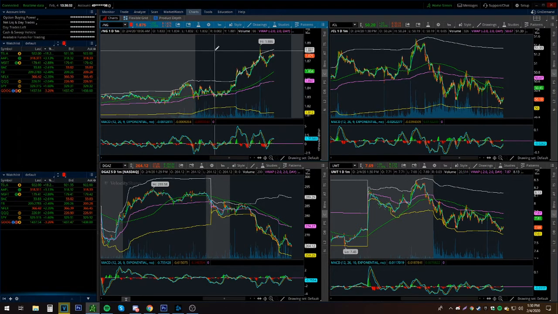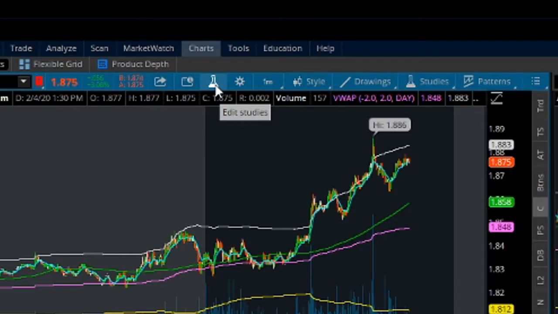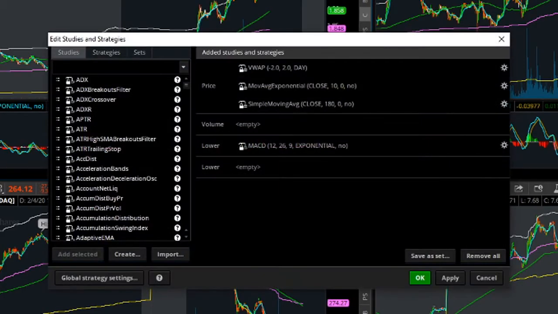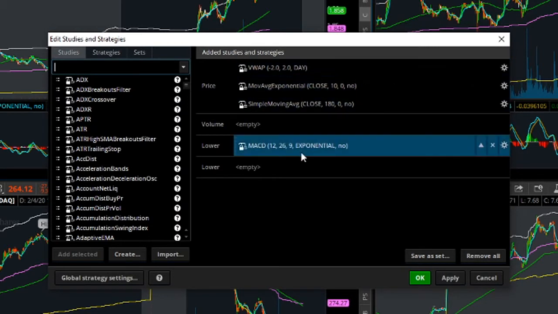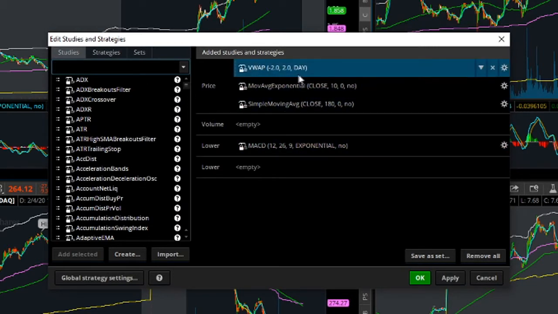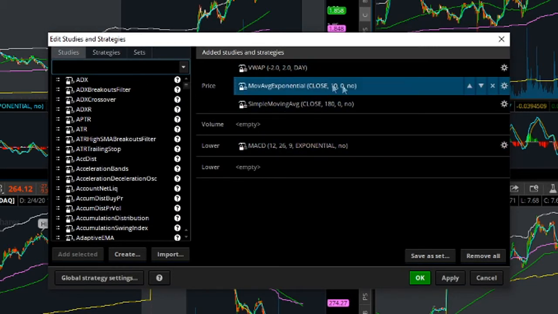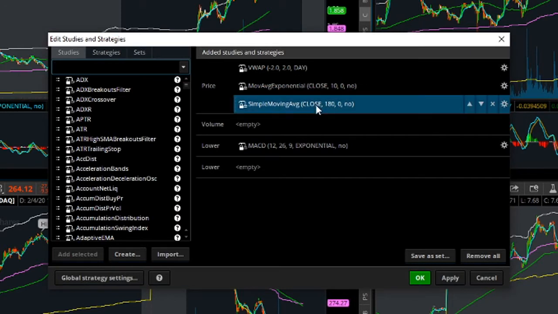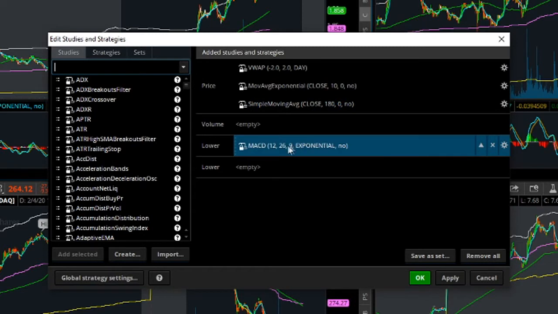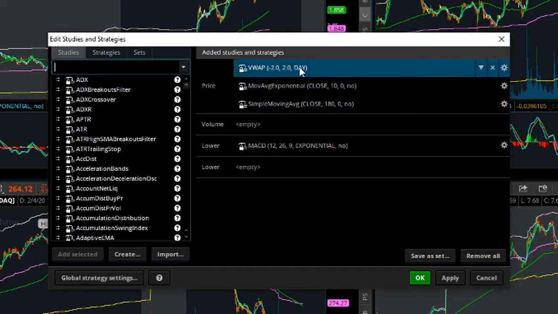So in order to get all of these lines and studies and things like that that you see, we're going to talk about these in a later video, but in order to go ahead and get these, you want to click right here at this little beaker, I believe, and you can just go ahead and copy what I have here just by searching up the name, and these in the parentheses are the settings for each one of these. I generally will always have the 180-day simple moving average as well as the MACD on the default settings, and then the VWAP on the default setting.